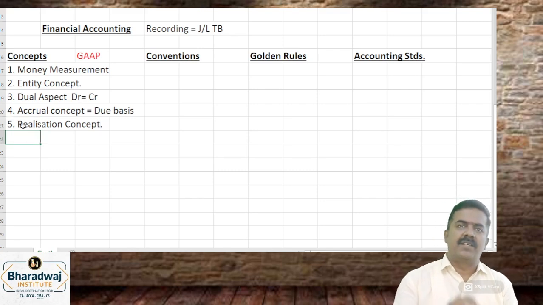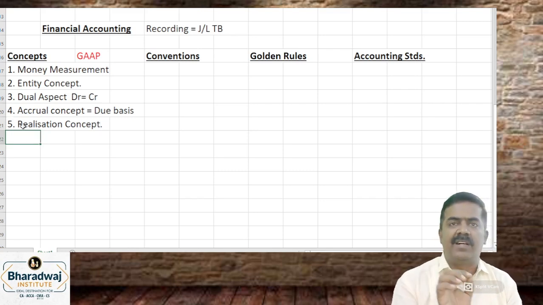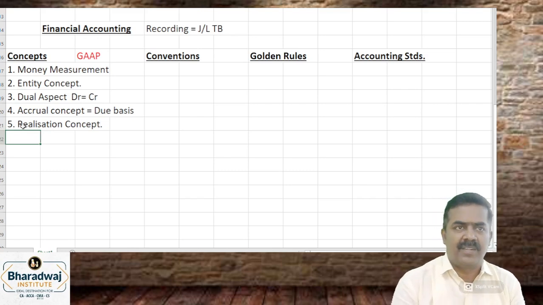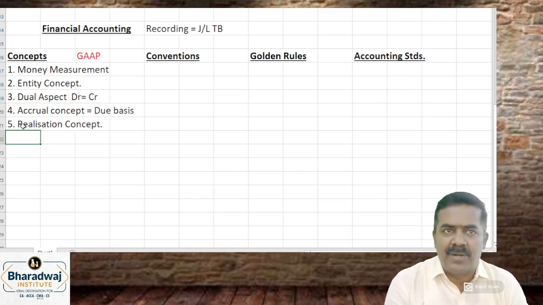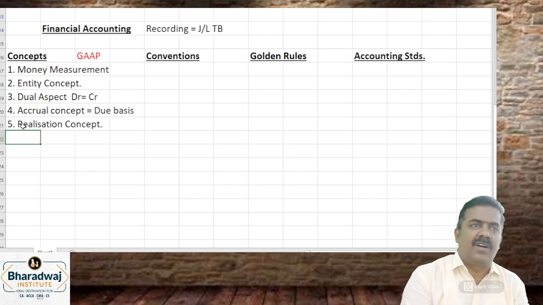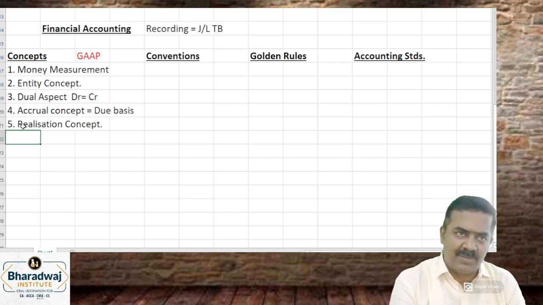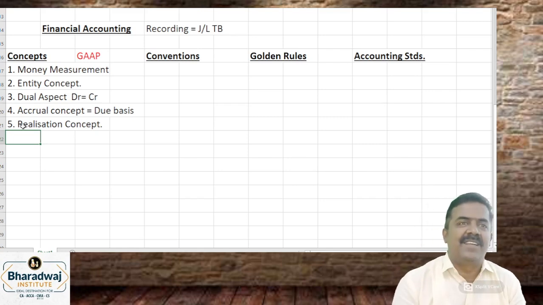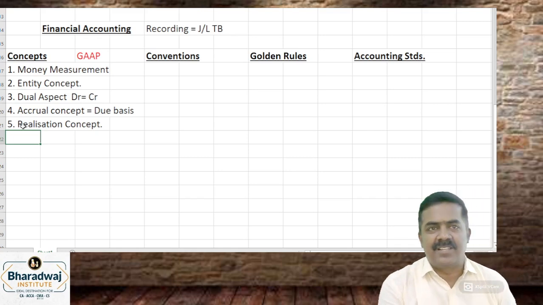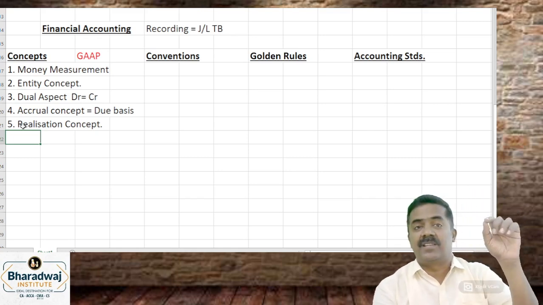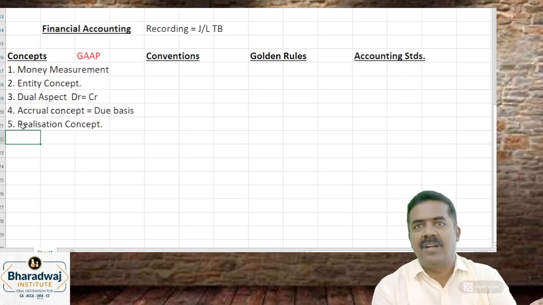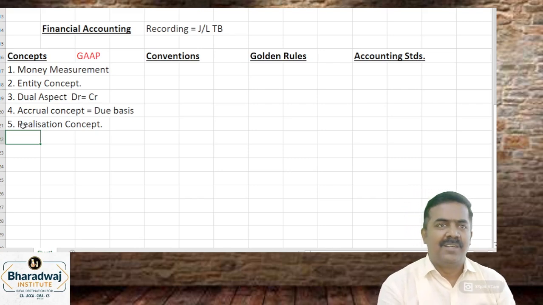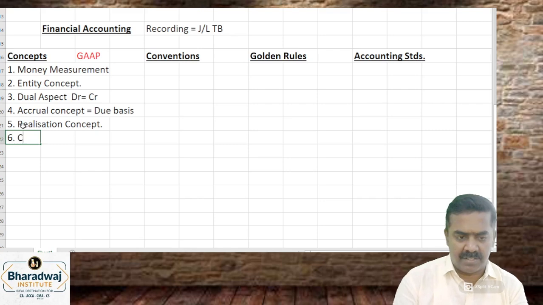Realization concept says, if there is a profit, record only when it is actually realized. For example, I am having a land. Market value is 25 lakhs. Cost is 20 lakhs. Now will you record cost or market value? Cost, because profit is not realized. Market value 25 lakhs, and the 15 lakhs profit. Have you got the profit? No. Have you sold the land and got the money? No. That's why next concept, cost concept.